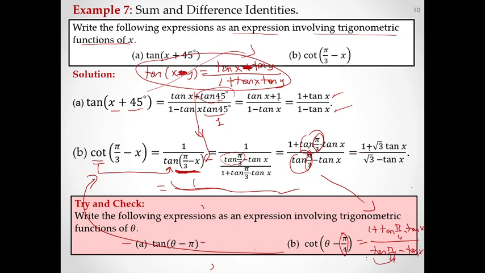Pi over 4 is tangent 45. You know, tangent 45 is 1, and then this is 1. So we end up with what? We end up with 1 plus tangent x divided by 1 minus tangent x.